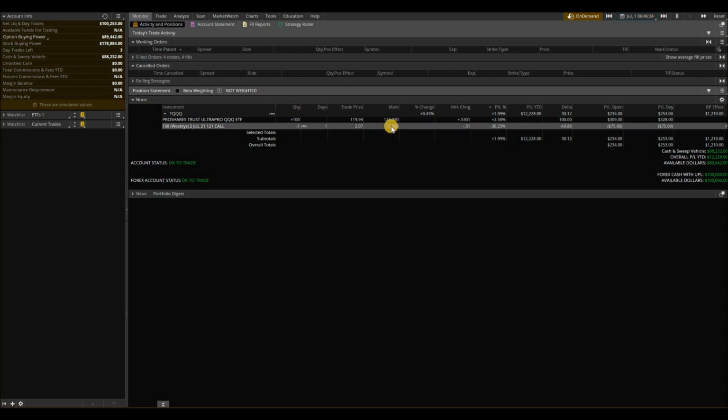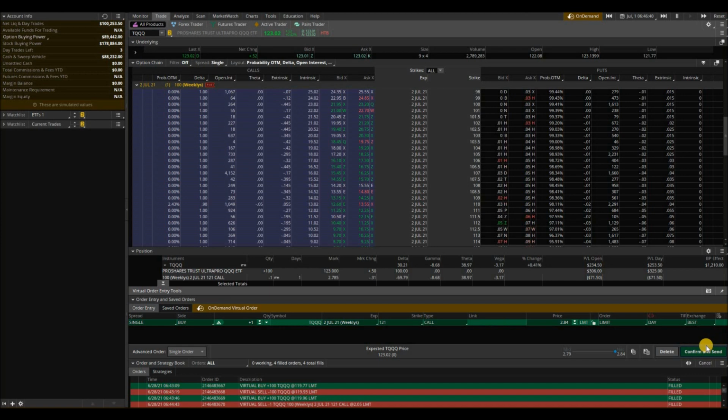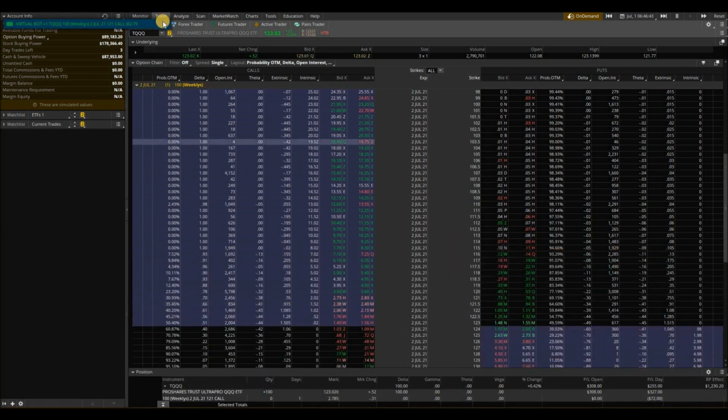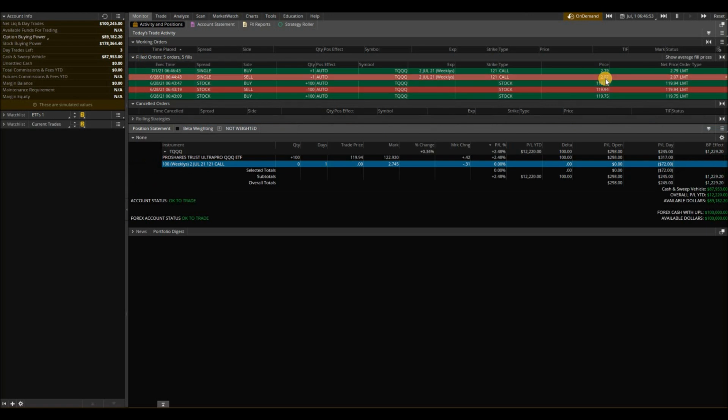So let me start step 1 of rolling a covered call by closing this contract. Create closing order. I'm just going to go ahead and confirm send. So now that I've sent that order, you can see that this quantity has gone to 0 and I have closed out that call option. So we can go here and double check. I sold it for $207 and I bought it back for $279.